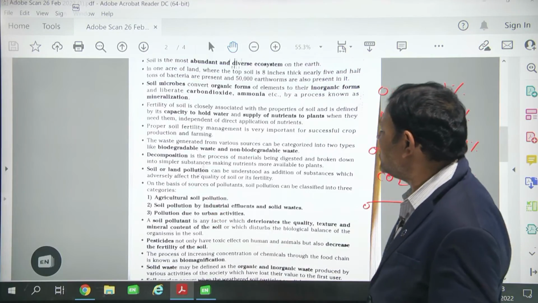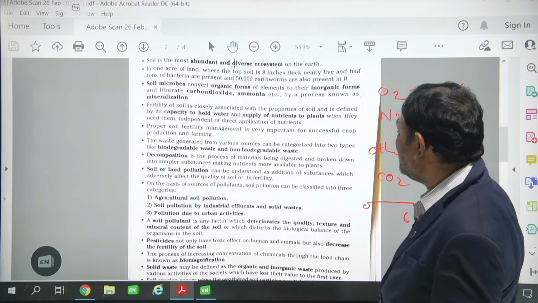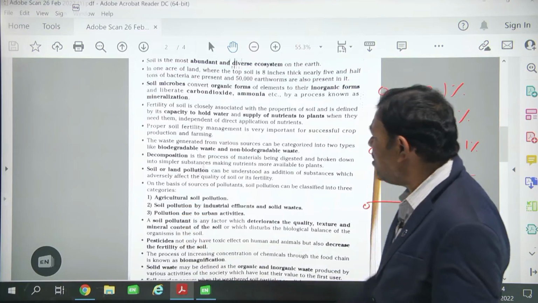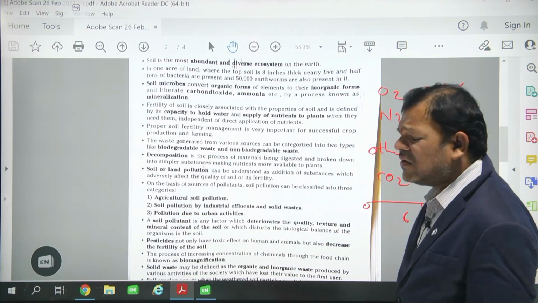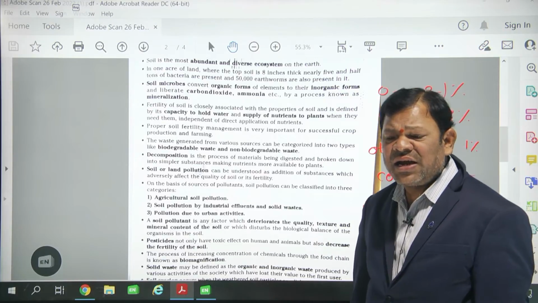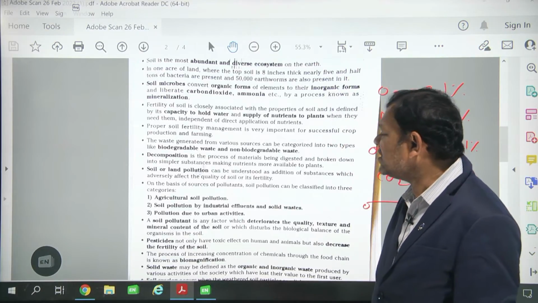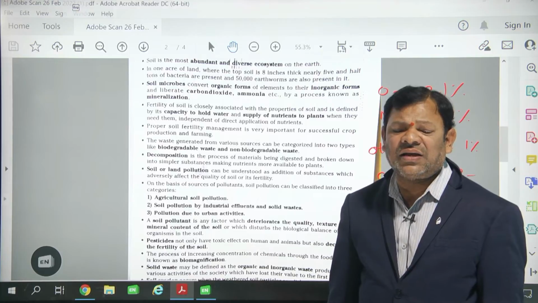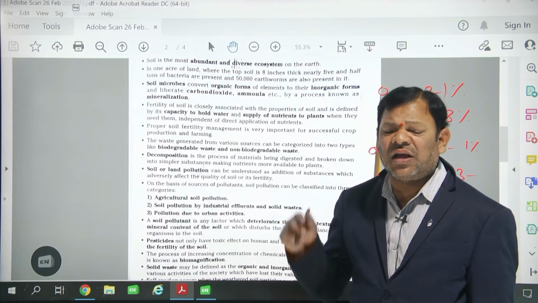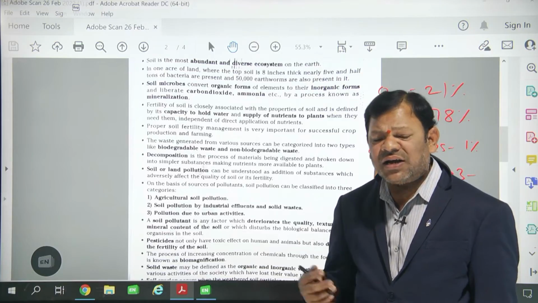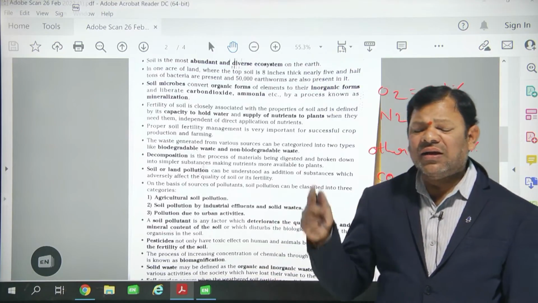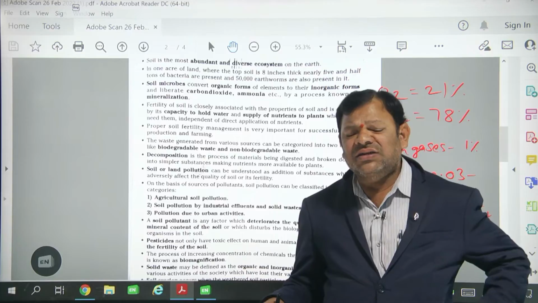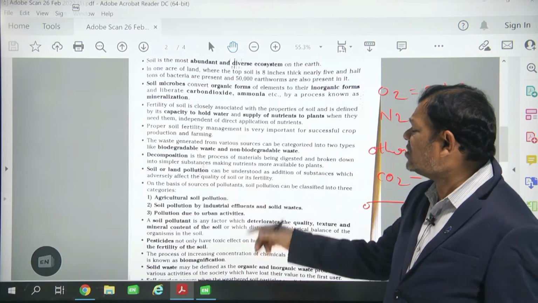On the basis of the sources of the pollutant, soil pollution can be classified into 3 categories. One is agricultural soil pollution. Second is soil pollution by industrial effluents or solid waste. The waste material coming from industries is called industrial effluent. Third is pollution due to urban activities. Day by day, for example, Hyderabad is growing, so agricultural land is converted into industrial land, into factories, into construction land. These are the steps we are taking, so that's why soil is polluting.